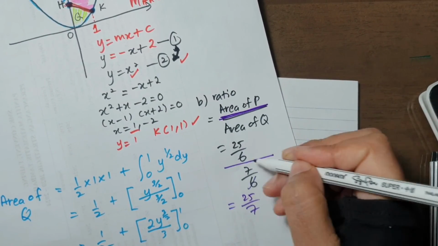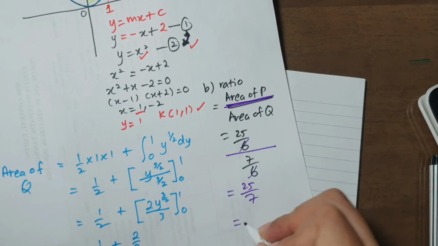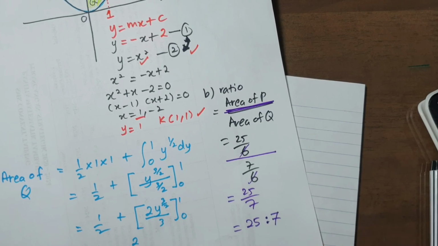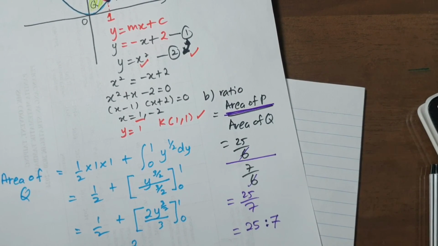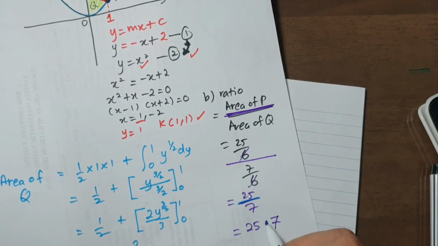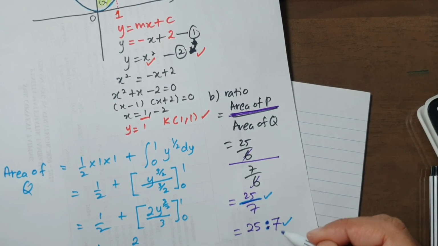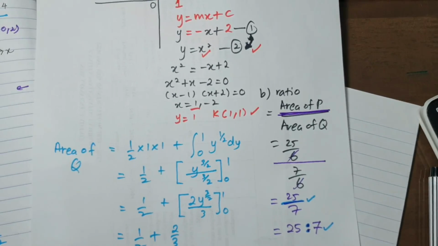Kalau nak cepat ni dengan ni boleh cancel senang je. So this is actually the ratio is 25/7. Okay. So this notation ni, simbol ni dengan ni samalah maksud dia. Okay, ratio. Kalau dia minta ratio, do like this. Okay, done. Okay, that's all.